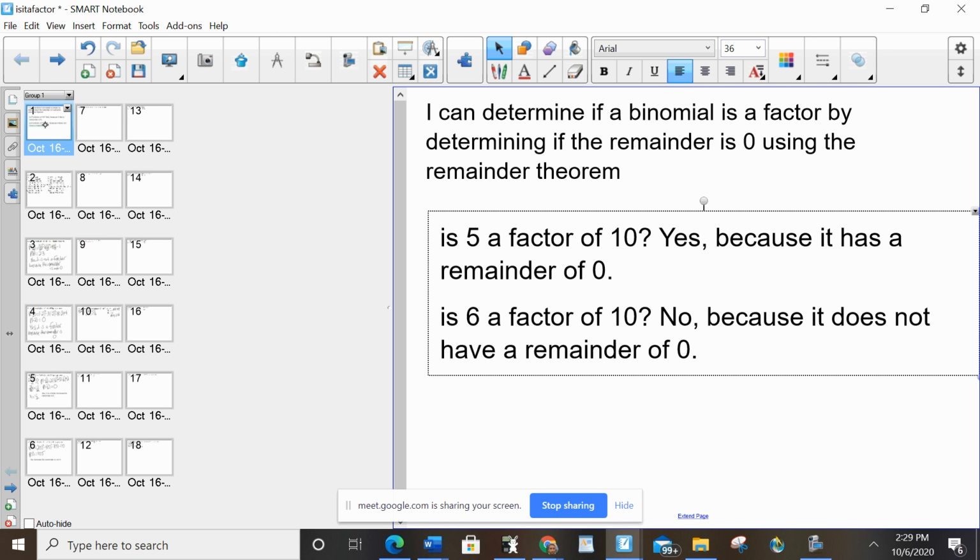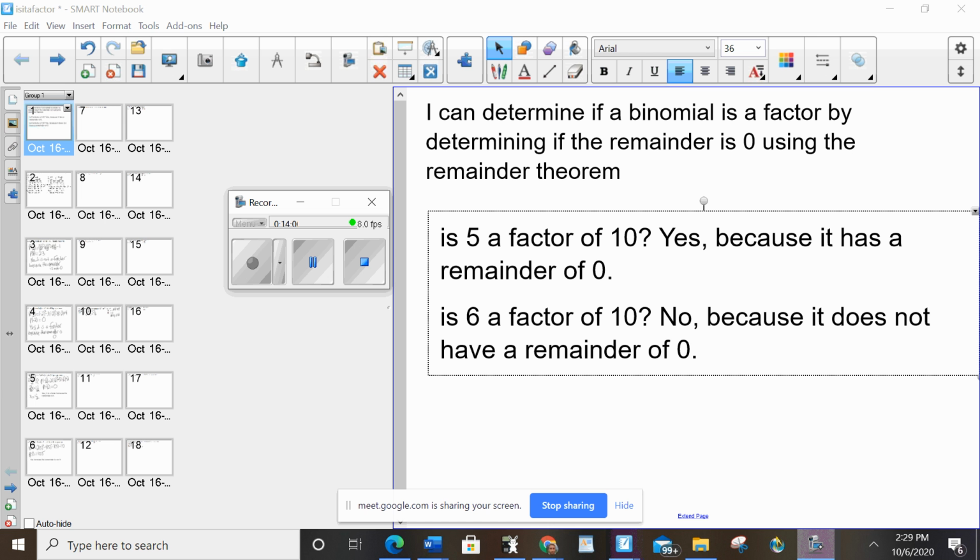Either yes, it's a factor because the remainder is 0, or no, it is not a factor because the remainder is not 0. Have a nice night, and if you have any questions, just like always, reach out to me and remind on the Jamboard. I will be there.